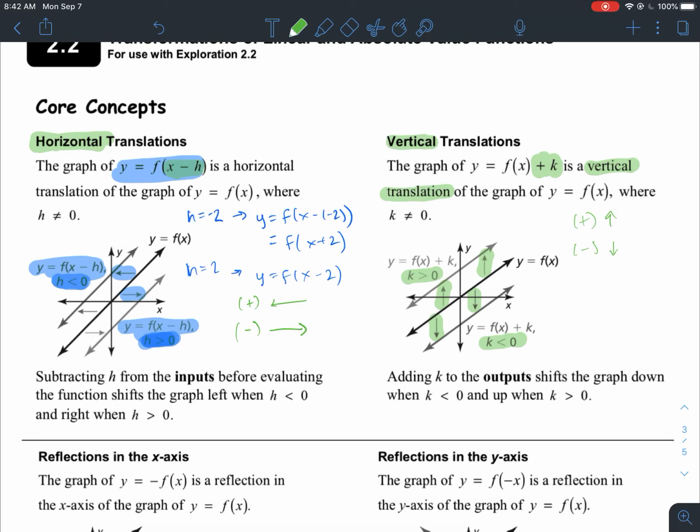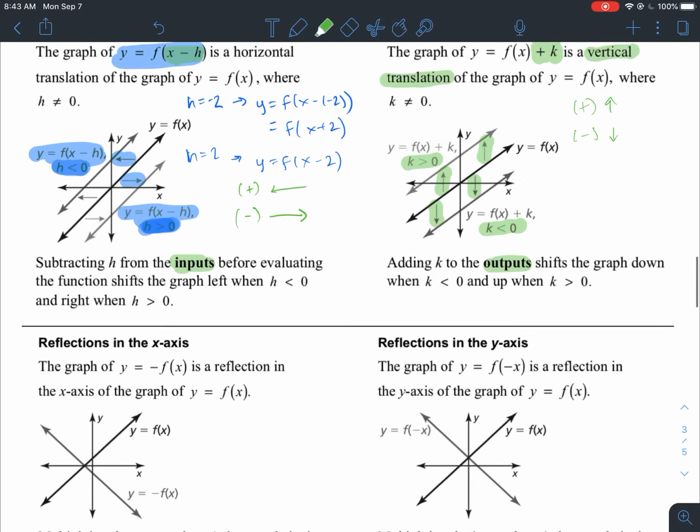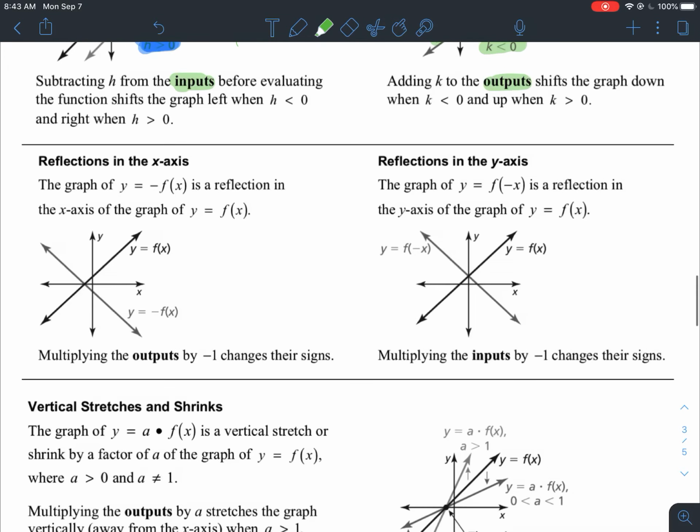Again, if you compare that to the horizontal translation, whenever you're positive, you're going in the negative direction on the x values, and whenever you're negative, you're going in the positive direction of x values. Notice the difference here, though. You can see that we have inputs versus outputs. Inputs are your horizontal, your x values, and outputs are your y values. Okay? We're gonna notice a trend here.